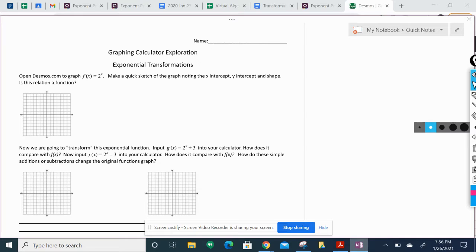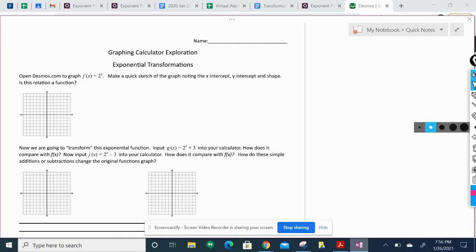So hopefully you have been able to print this worksheet that was posted today. If you weren't able to print, you can just follow along on paper as we go along. This is going to be an interactive lesson, not really a lot of homework, just something that we work on together.